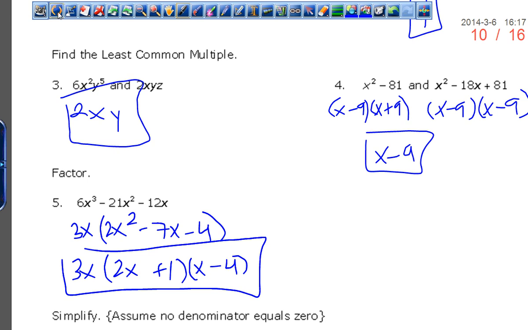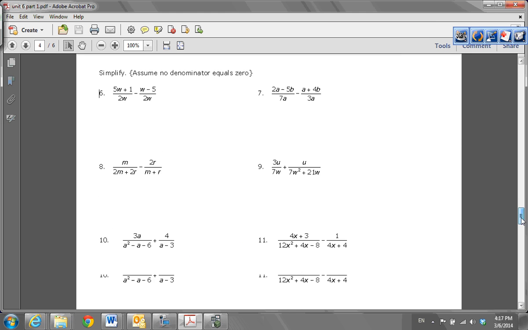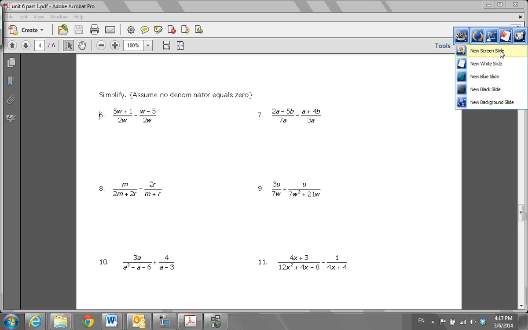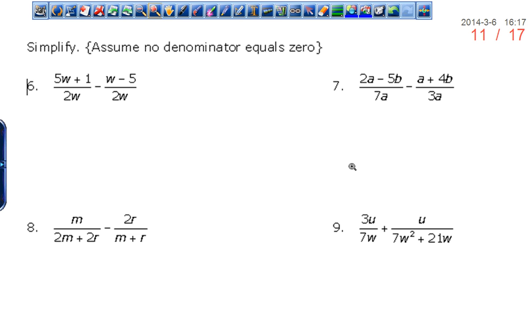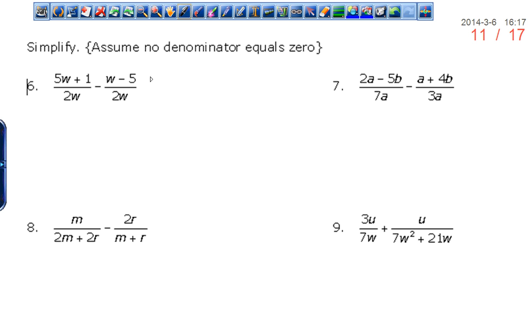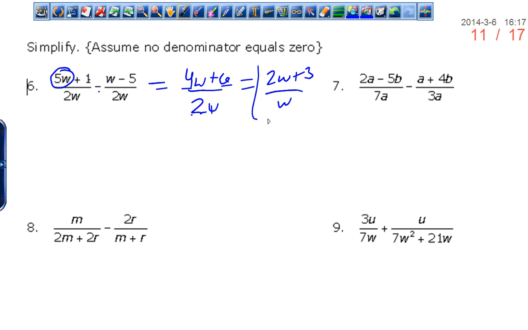All right. Now here's where we're really getting at, 6 through 11. This is what we'll be doing. This is what your homework is all about. Those first ones are just kind of a review. So these have a common denominator, so that means I can just combine the tops and keep the bottom. So bottom's 2w, and then here I got 5w minus w, that's 4w, then 1 minus negative 5 makes 6. And then if you see here, each of these numbers is divisible by 2. So 2w plus 3 over w.